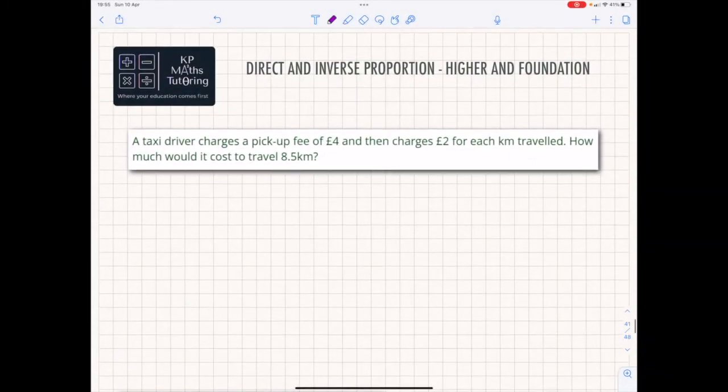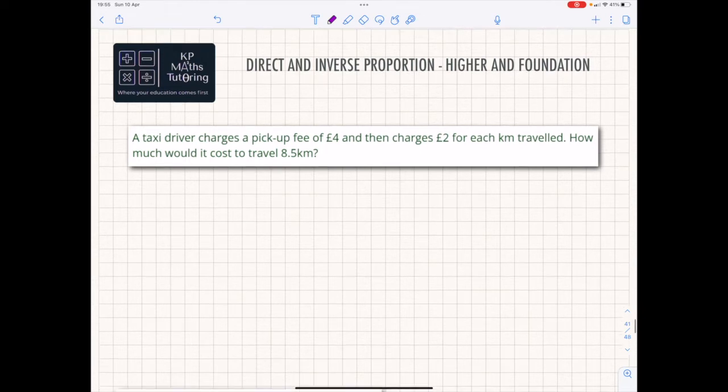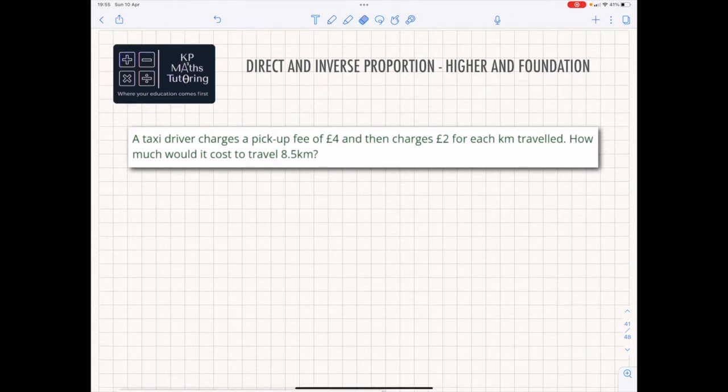So let's look at an example now where it's in context a little bit, and what we can actually start to do is we can start to think about what it would look like if we were to do a graph. So let's visualize this for a second.